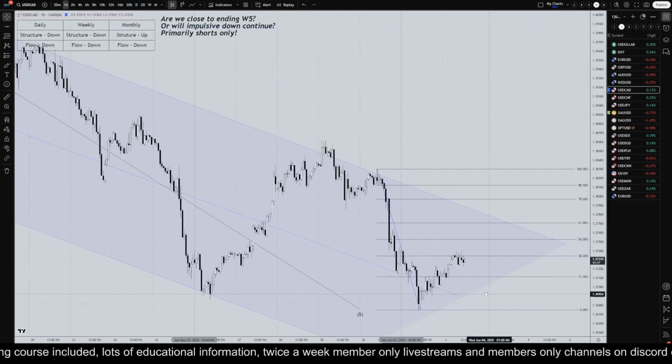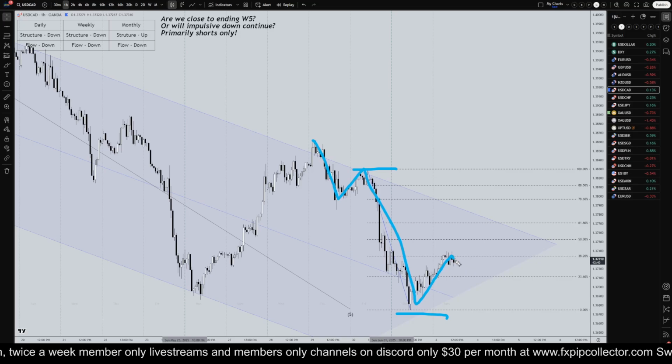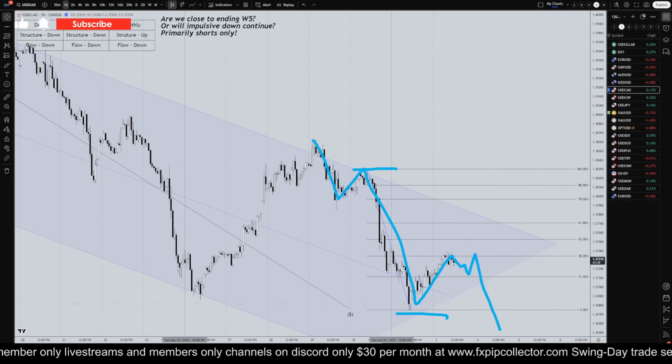Now going down to the 1 hour time frame, I got my Fibonacci retracement on this last move down right here, which honestly, this looks like a 1, 2, 3, 4. It looks like it should potentially go down again for a wave five.